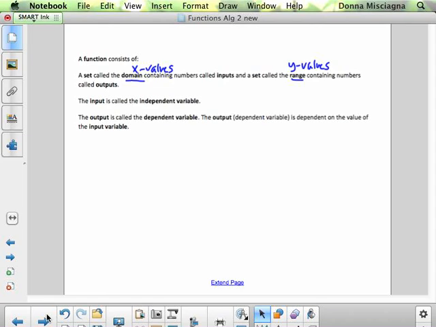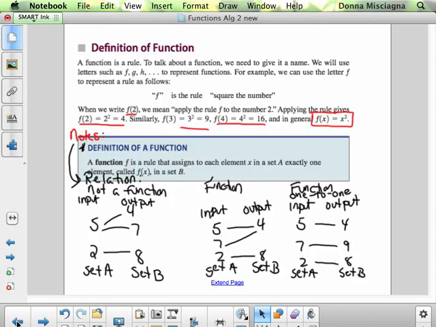They're your y values. And all of this is already in your notes except for the handwritten part. So you only need to add that to your notes. Everything else is there. So if we go back and we look at our example here, for the first function, the output is the range. So 4 and 8 is the range. In the second example, 4, 9, and 8 is the range.